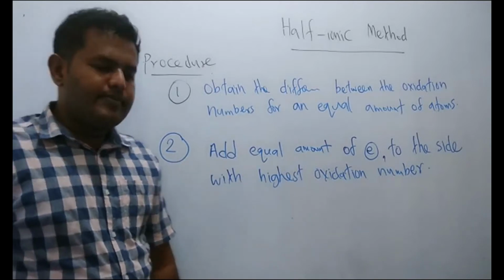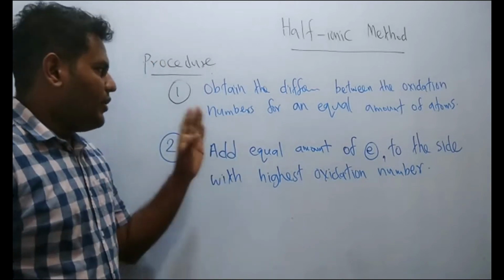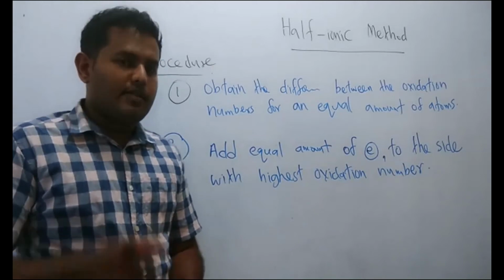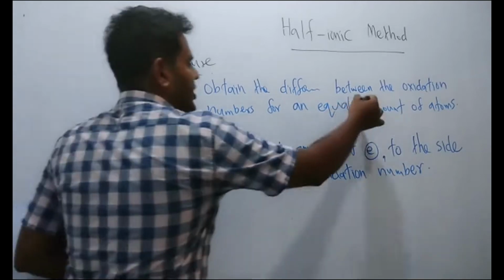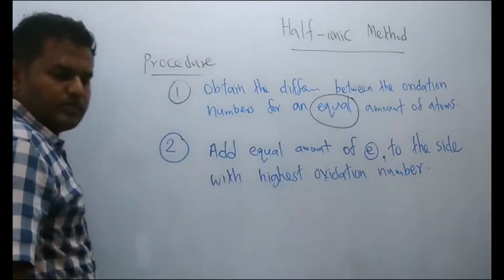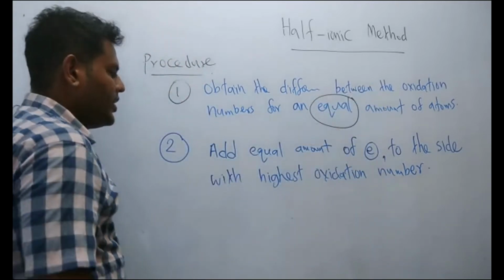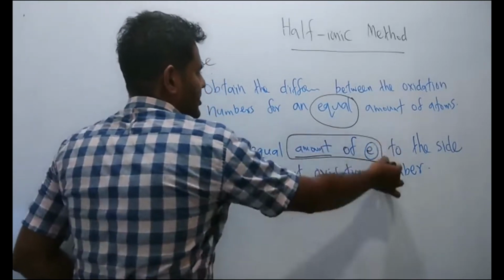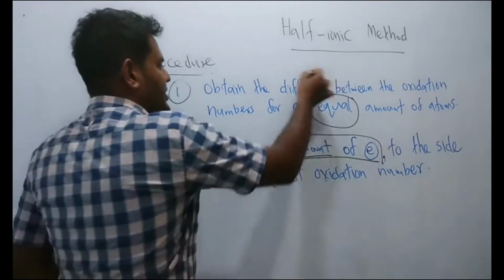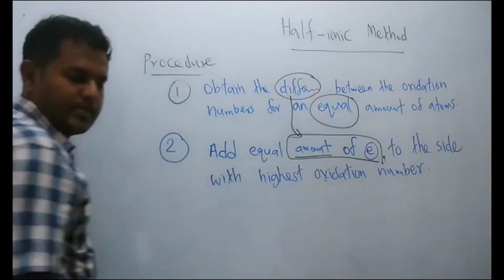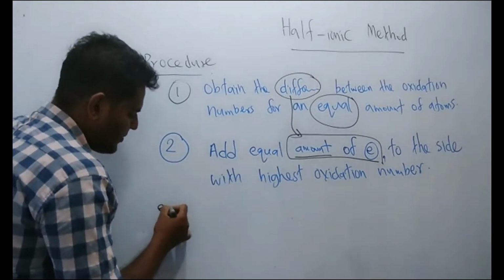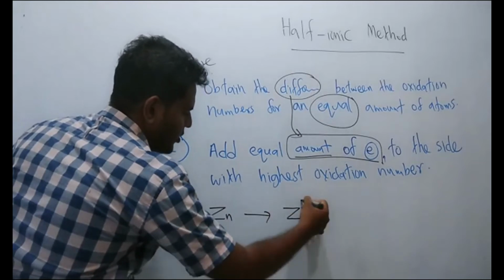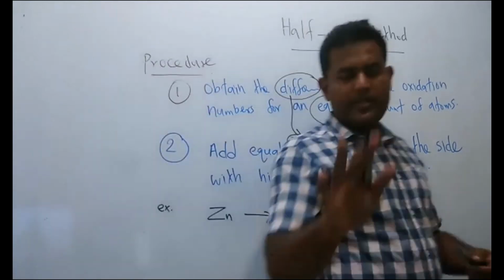Now what I'm saying is, when we are balancing a half ionic equation, we have to get the oxidation difference, very important, for an equal number of atoms. Then after getting the oxidation difference, you have to add an equal amount of electrons for that difference. Now I'll give an example. See here, zinc converts to zinc 2+.